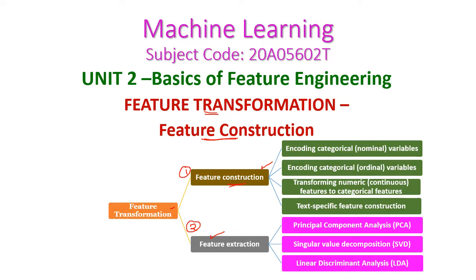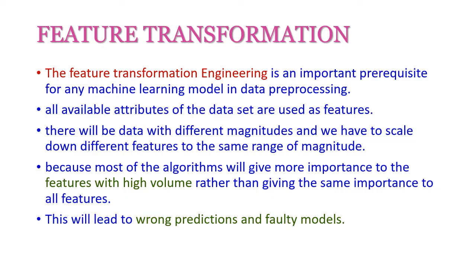There are two main topics here. First one is encoding categorical nominal variables and encoding categorical ordinal variables, and transforming numerical continuous features to categorical features, and text specific feature constructions. So these are the four topics we will see in today's class. First, let us see the feature transformation.